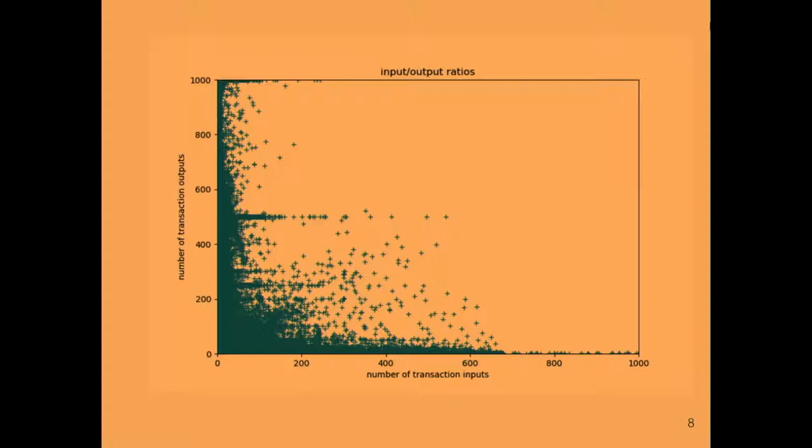It actually is just cut at 1,000 and 1,000, but it goes up. Here it goes up like 20,000, and here it also goes up something like 20,000, which is really a lot. And this characterizes how Bitcoin is used in that regard. For example, we have a small number of inputs and a large number of outputs.